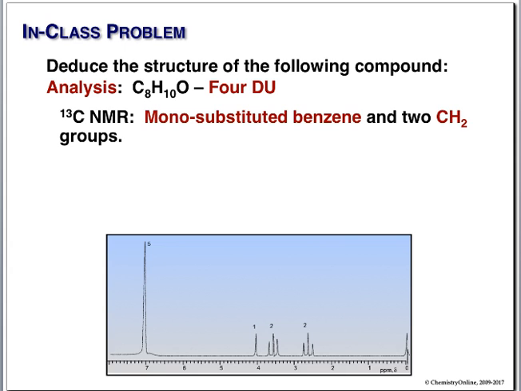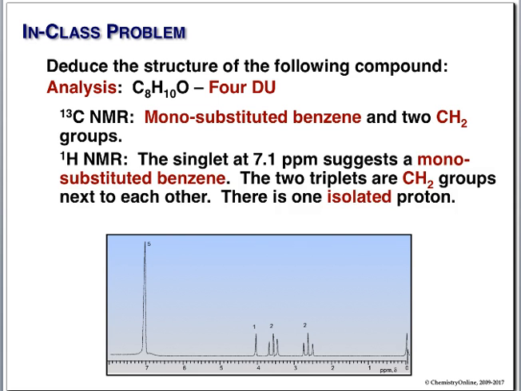We have a triplet and a triplet. So this is a CH2 split into 3 peaks, so it must be next to another CH2. This is a CH2 that's also adjacent to a CH2. Only thing that doesn't make sense here is this thing is 1. What in the world is that? One isolated little proton. What could that be?